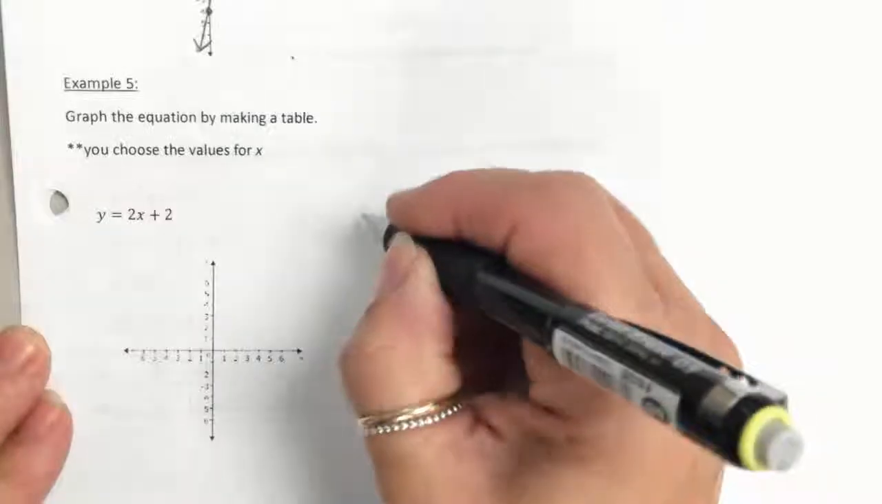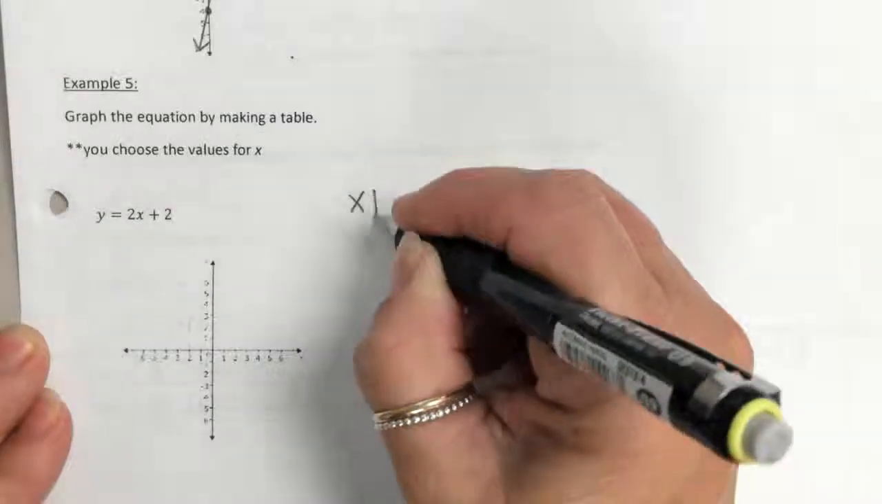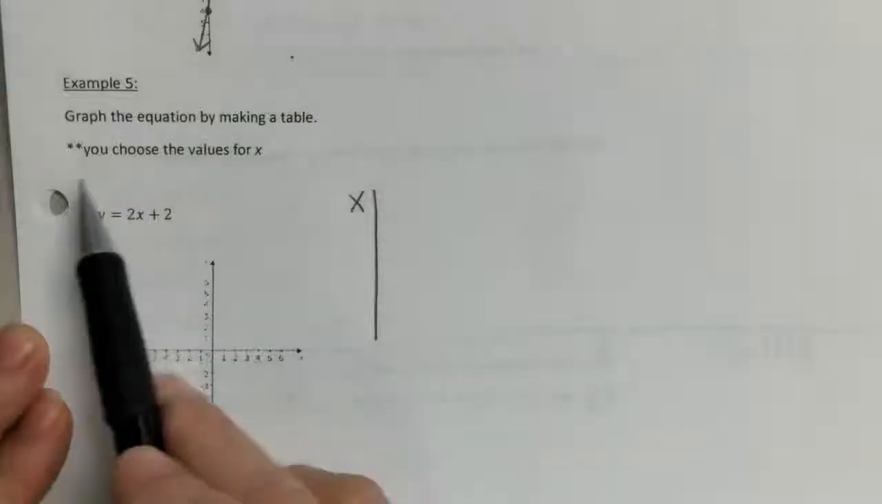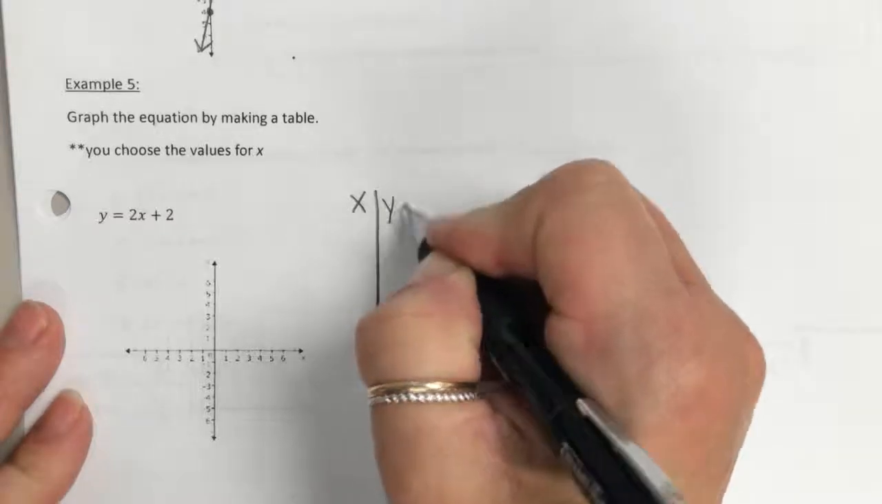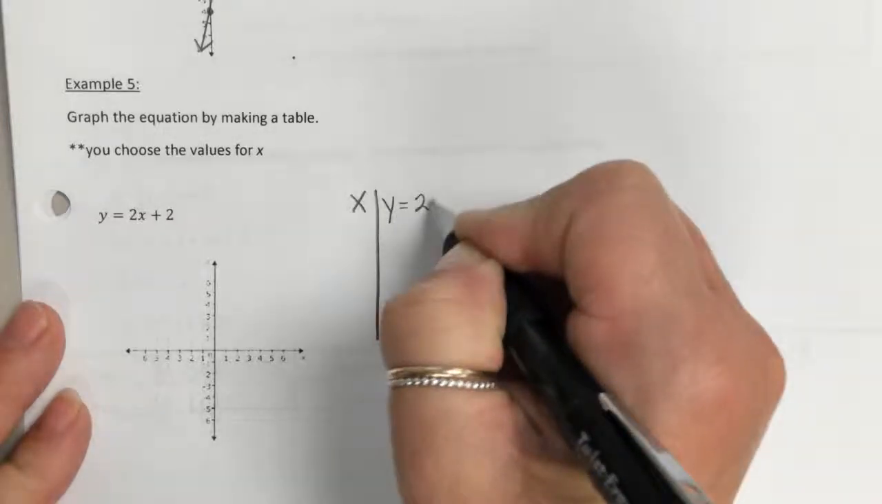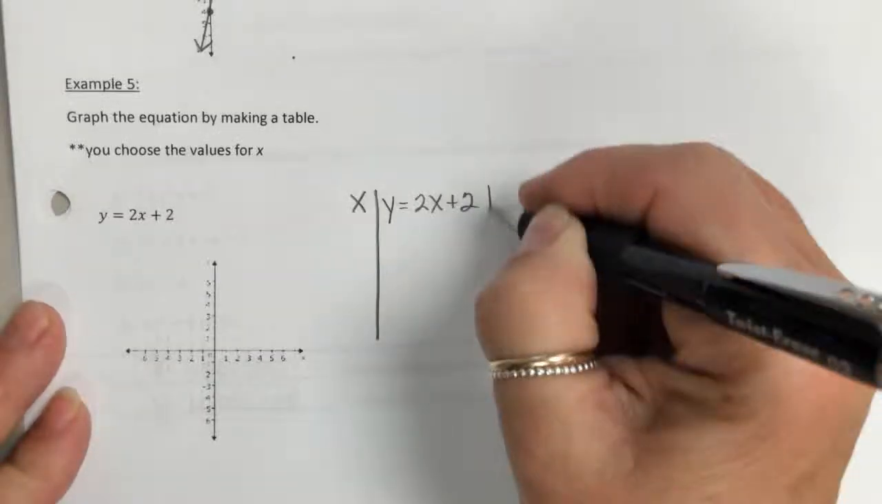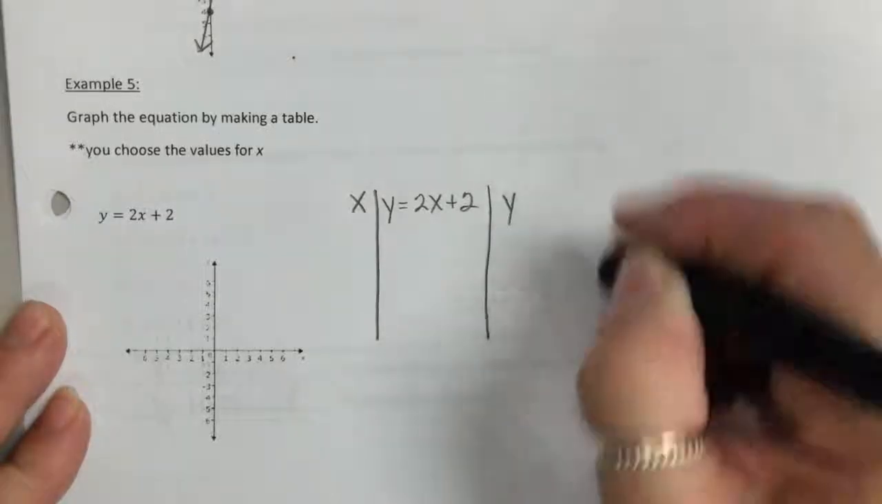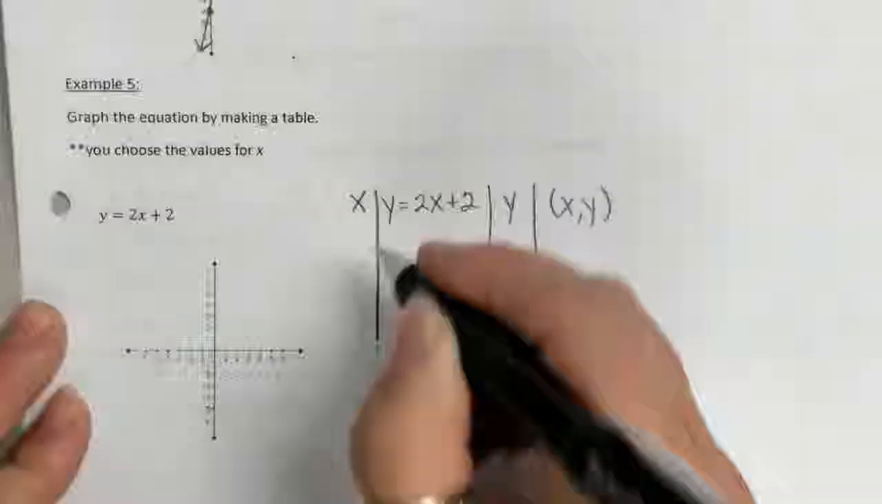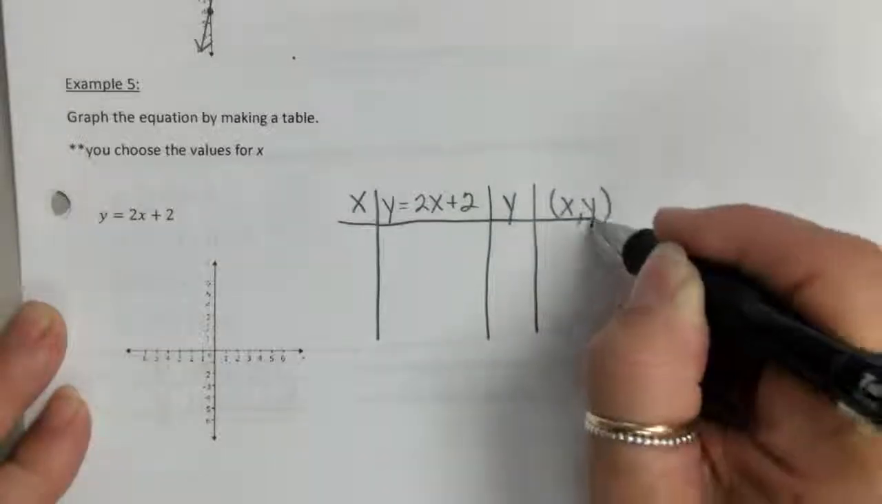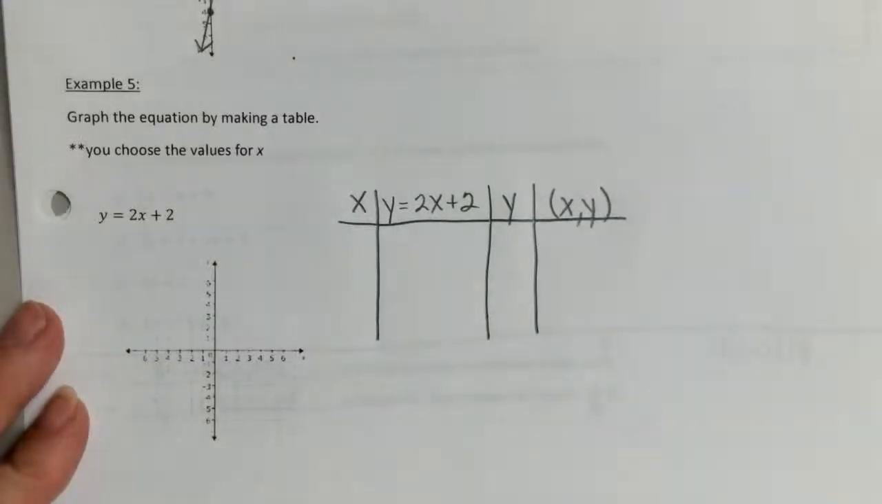So the way I like to set my table up is my x input. Now look, I put a little reminder here because you guys always get stuck about how you start. You get to choose the values for x. That's your input. So you can choose any value for x and it will work. Here's my function, my equation. Here's going to be my y output, and then I'm going to form my ordered pair by using my input and my output. Okay, so that's a good way to set up a table.